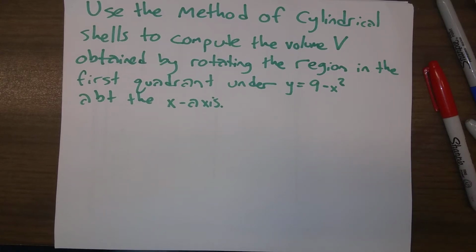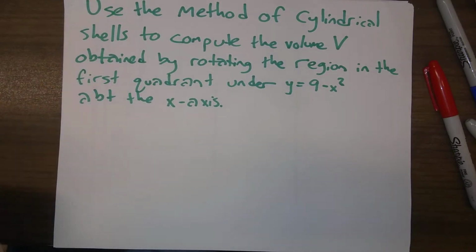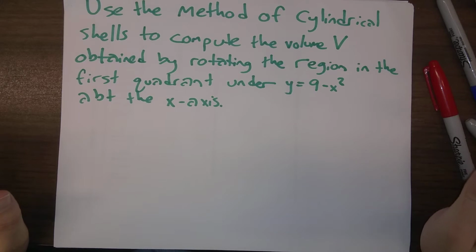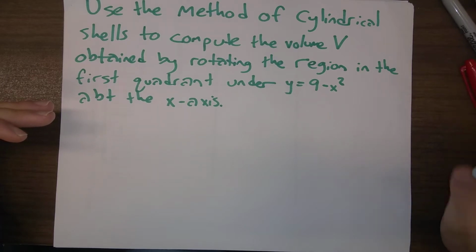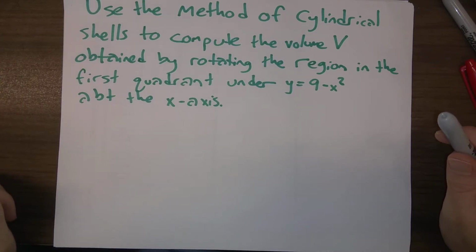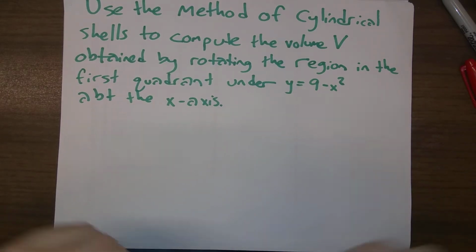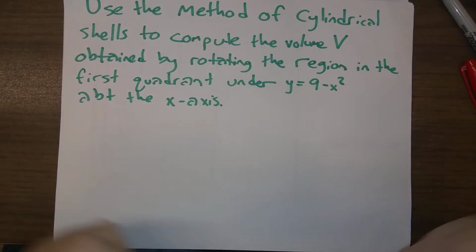Think back to our videos in section 6.3 on disks and washers. You know that usually we're doing that if we're rotating around the x-axis, but we did do one example in which we were rotating around the y-axis, and we were able to use disks and washers in that case as well. So for cylindrical shells, we're usually using those if we're rotating around the y-axis or some other horizontal axis, but we can, in fact, use it if we're rotating around the x-axis. In the secondary case in section 6.3, we ended up integrating with respect to y, and we'll see in this case as well, we'll end up integrating with respect to y.